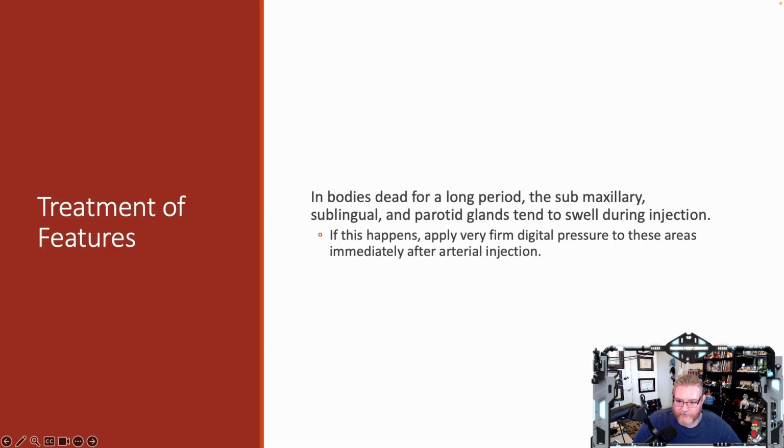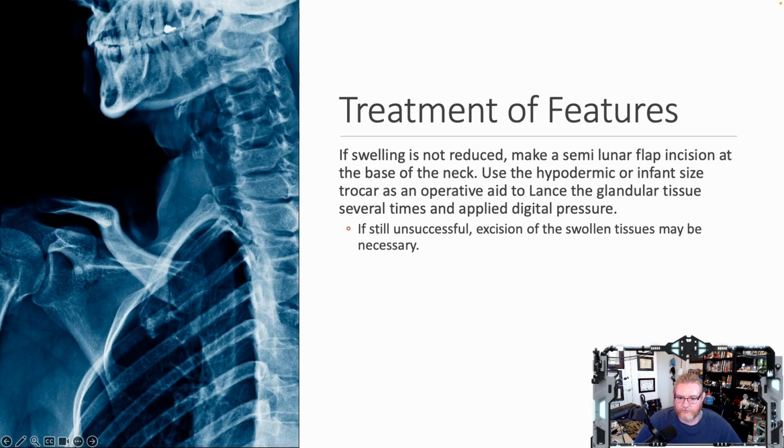In bodies dead for a long period, the submaxillary, sublingual, and parotid glands tend to swell during injection. If this happens, apply very firm digital pressure to these areas immediately after arterial injection. If swelling is not reduced, make a semilunar flap incision at the base of the neck. Use the hypodermic or infant-sized trocar as an operative aid to lance the glandular tissue several times and apply digital pressure. If still unsuccessful, excision of the swollen tissues may be necessary.